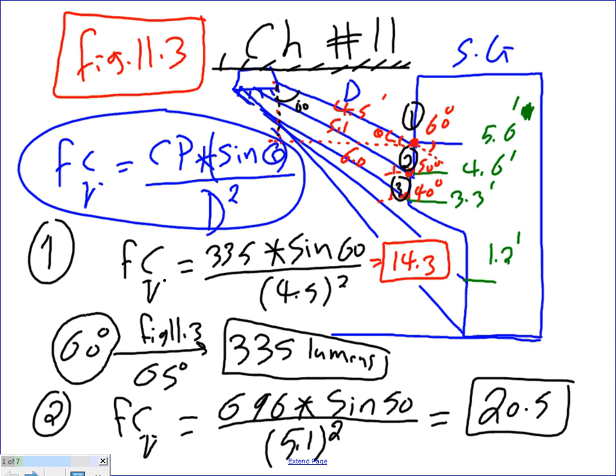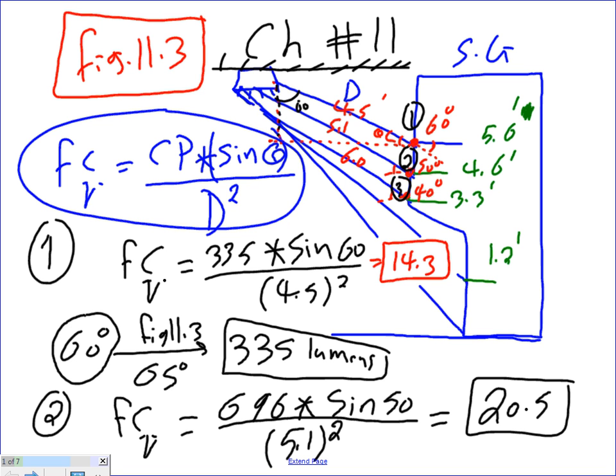Can you guys see that? From that little table right here, I have 55 and 65. So for 60, I'm going to go to the next one, which is 335. Cool? So I grab the 335. This is the candela at angle 60. Then take the sine of the 60 divided by the distance, which is 4.5 feet. That will get you 14.3 foot candle at the face of the switch gear.